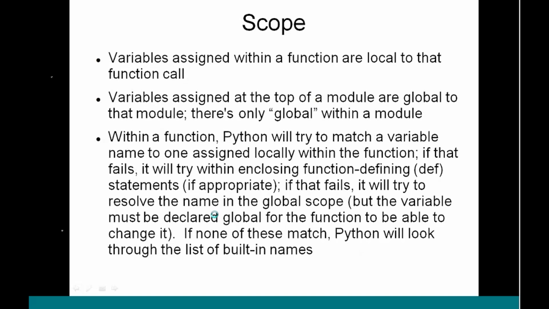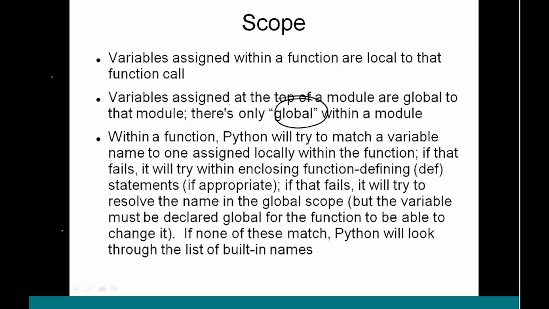The variables assigned within a function are local to that function call that we already saw, and variables assigned at the top of the module are global to that module. There is only global within a module. So this is the use of global to represent the global value of the variable.